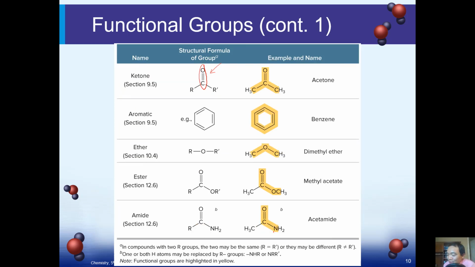For ketone, it's the carbonyl group connected to two, you see the R or R prime. That means they are carbon chains. Carbon connected with a certain number of hydrogens. They are so-called alkyl groups, by the way. All right. So the R or R prime, they are alkyl groups, which means they are carbons or carbon chains connected with a certain number of hydrogens.